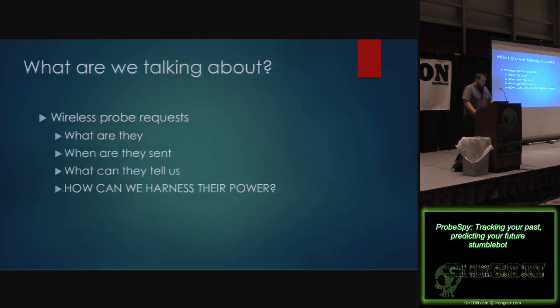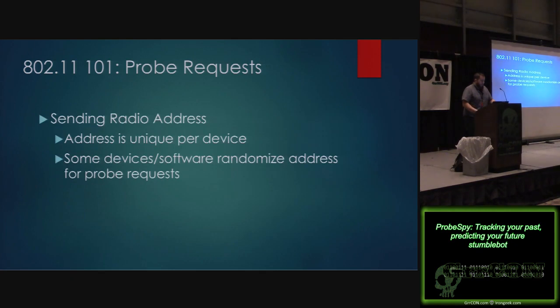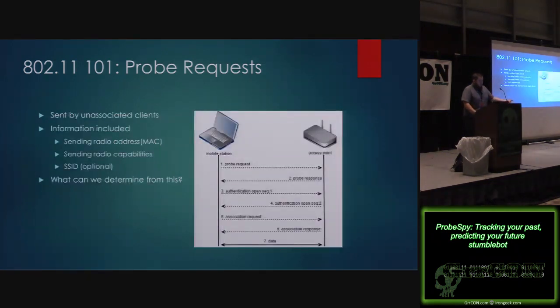So, what we're talking about is wireless probe requests: what they are, when they're sent, what they can tell us, and how we can harness their power. Just to start, an 802.11 probe request is essentially a packet sent by an unassociated wireless client device while it is attempting to associate with an access point, presumably one that it's associated with before. A couple of bits of information included in this packet are the sending radio's address, the MAC address, the sending radio's capabilities, and optionally the SSID of the network that it's attempting to connect to.